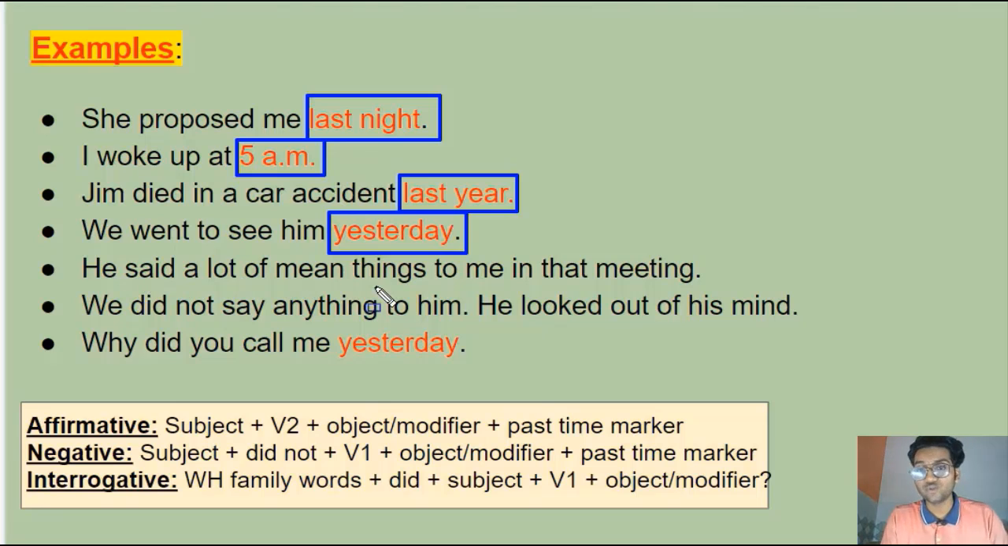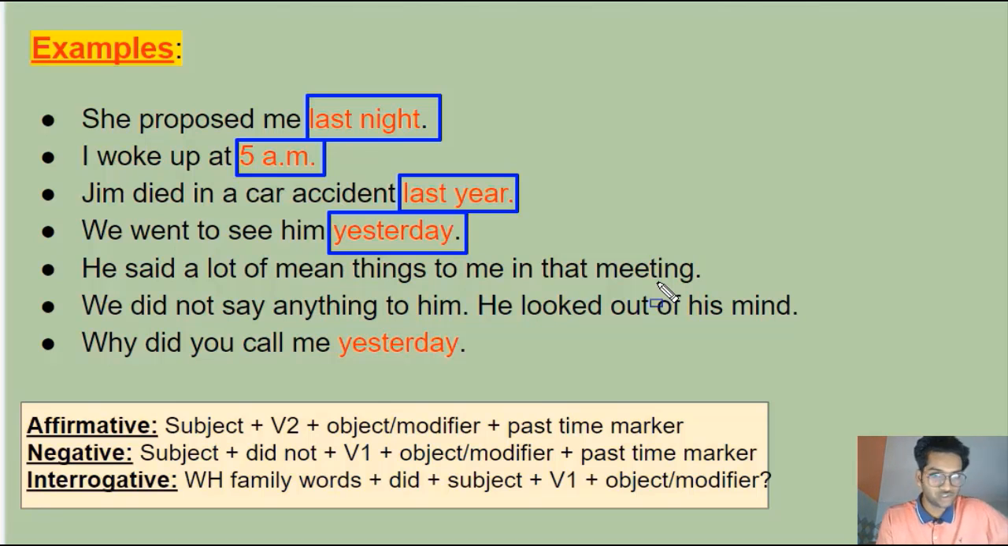He said a lot of mean things to me in that meeting. He, subject, said, second form of the verb, say, said. He said what? A lot of mean things to me. Where? In that meeting. Okay, here we have not used the past time marker. We are not talking about the time of the action. Why? Because the person I'm talking to, the person who's listening to me, already knows the time.